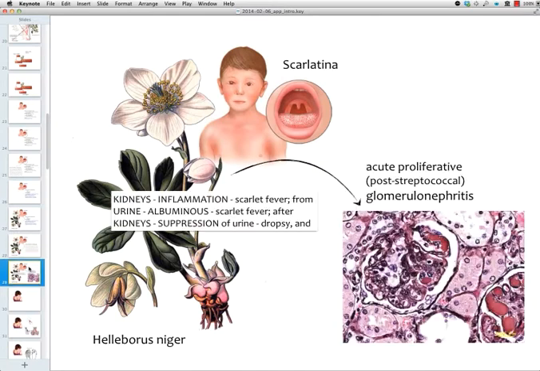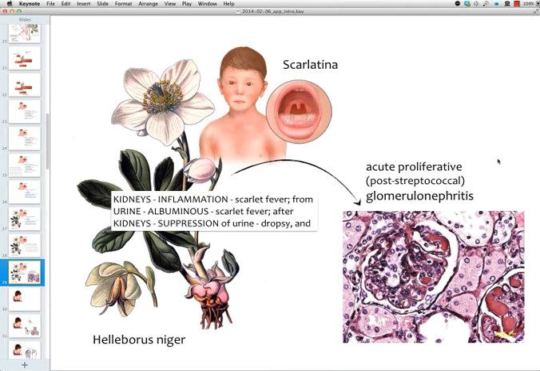But here's why this is particularly interesting: we find in Helleborus inflammation of the kidneys from scarlet fever, albumin in the urine from scarlet fever. This is because there's been damage to the kidneys, and we'll study the actual pathophysiologic process of how this happens. There's spilling of albumin or protein in the urine, and there's a suppression of urine because it's retained, becoming edematous with dropsy. Particularly edema and swelling around the eyelids before you start to see it in other parts of the body. So renal failure, glomerular nephritis after scarlet fever.